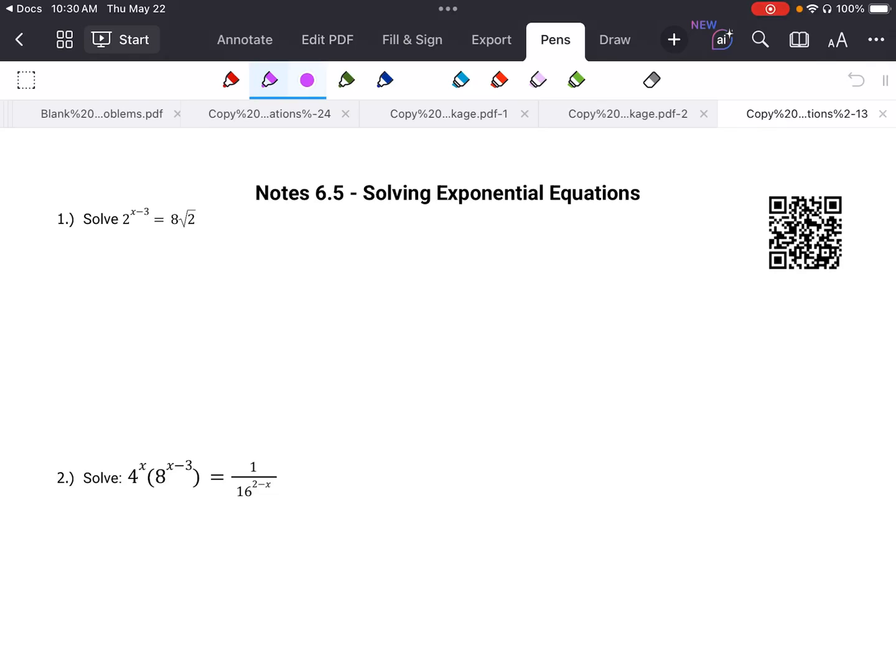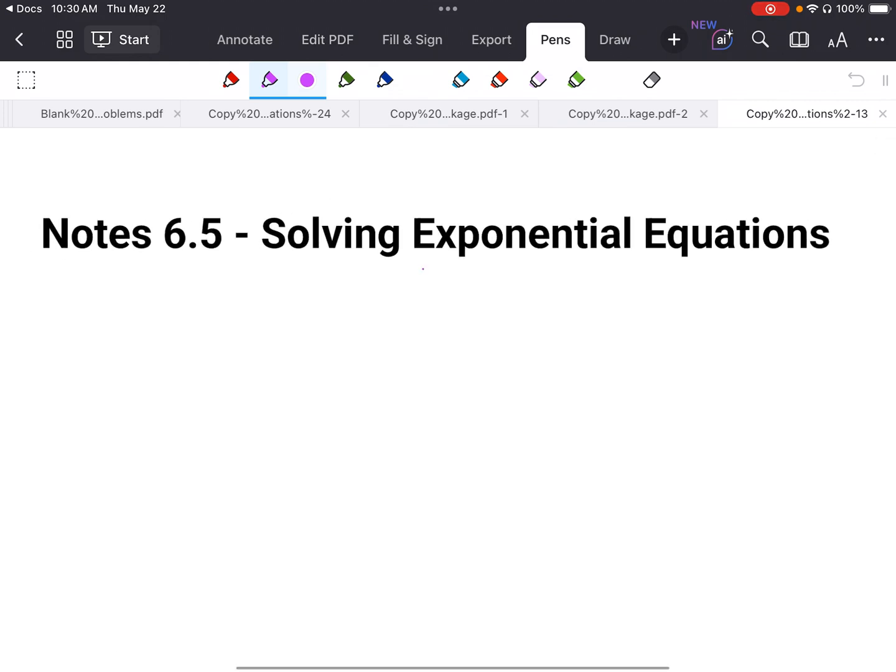Hello, welcome to lesson 5 of our logarithm unit. Today we're going to be solving exponential equations. And remember, with exponential equations, in order to solve them, we need to have the same base. So we want to get all same bases.